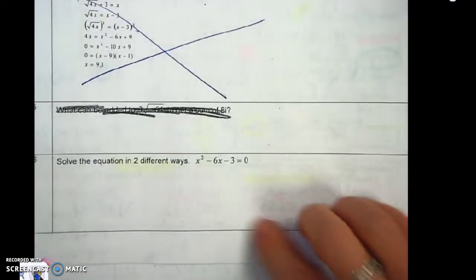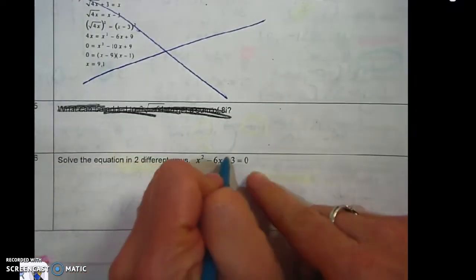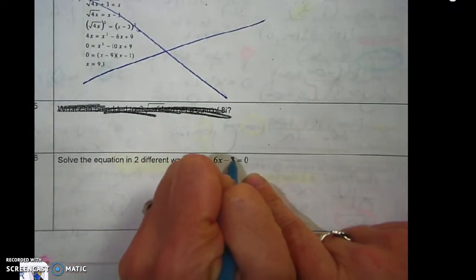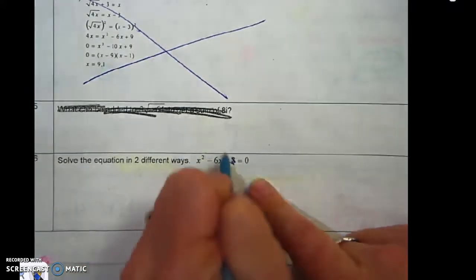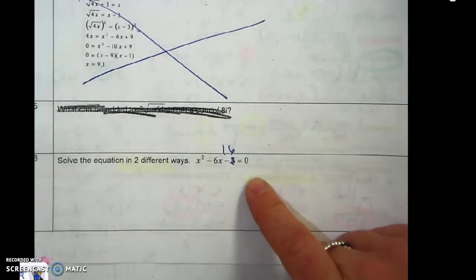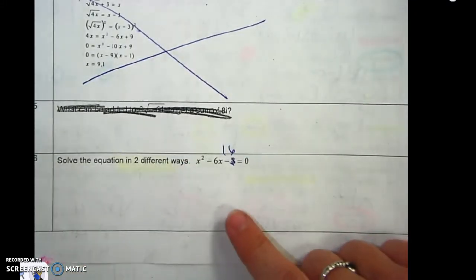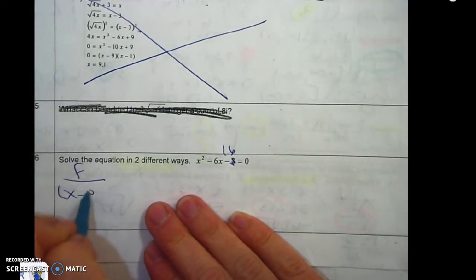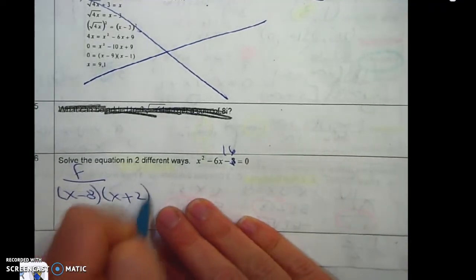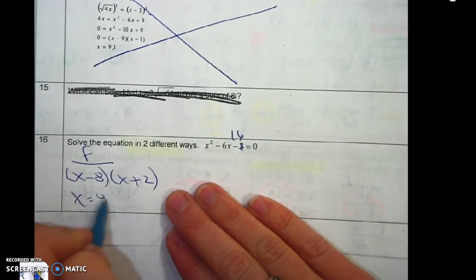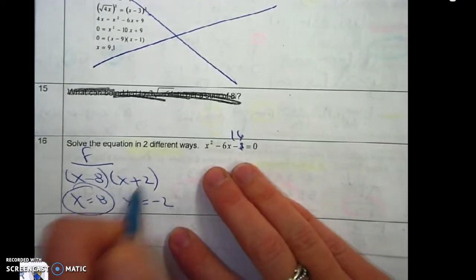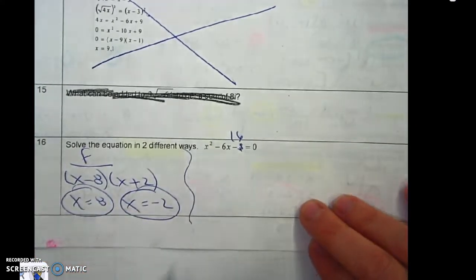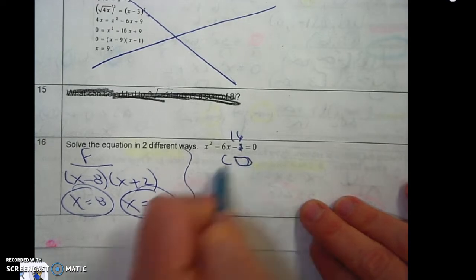This one, solve it in 2 different ways. So I'm probably going to give you one that's, let's change that -6 to 16. And I'm going to say do it in 2 ways. And if you can give me a third way, then you'll get bonus. So the first way is going to be factoring, because I think that's the easiest for me. So x equals 8, x equals -2. The next easiest way for me is completing the square.